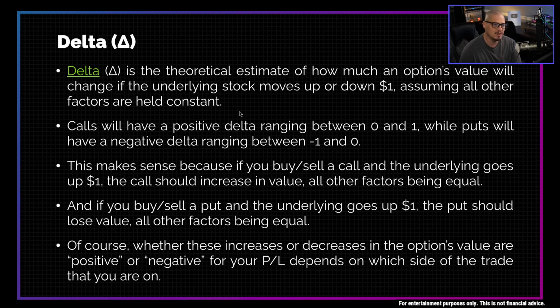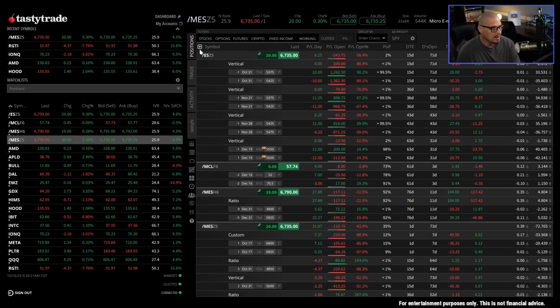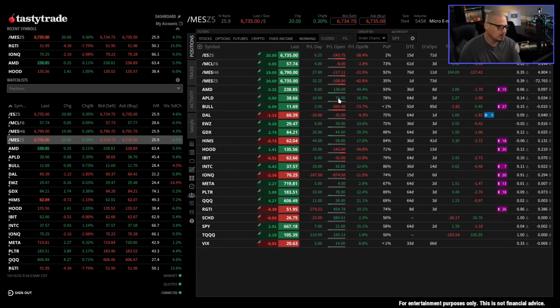Delta is the theoretical estimate of how much an option's value will change if the underlying stock moves up or down by $1, assuming all other factors are held constant. So when a stock moves up or down by $1, the delta tells you how much money you're going to make or lose on that. For example, if I go into my trading platform, of course I'm using TASTYTRADE.